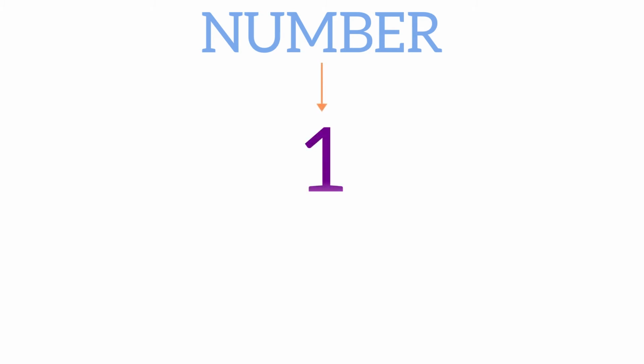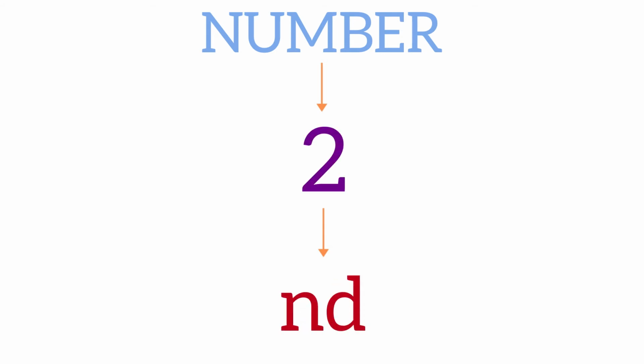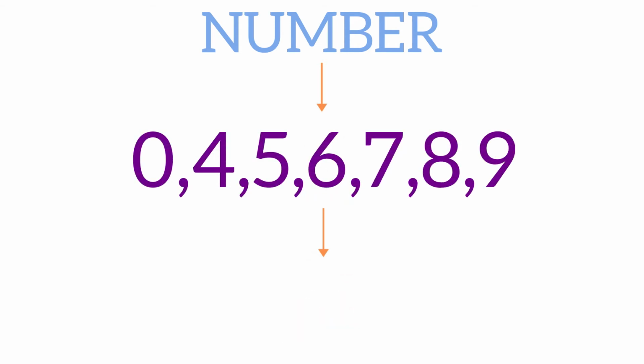Let's repeat these rules once again. When a number ends with 1, we will write it with ST. When a number ends with 2, we will use ND. When it ends in 3, we will use RD. And when it ends in 0, 4, 5, 6, 7, 8 or 9, we will use TH.